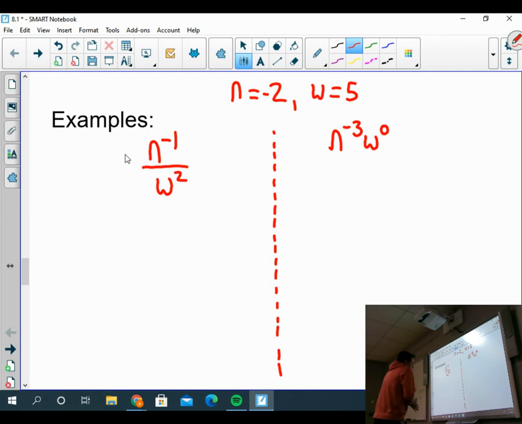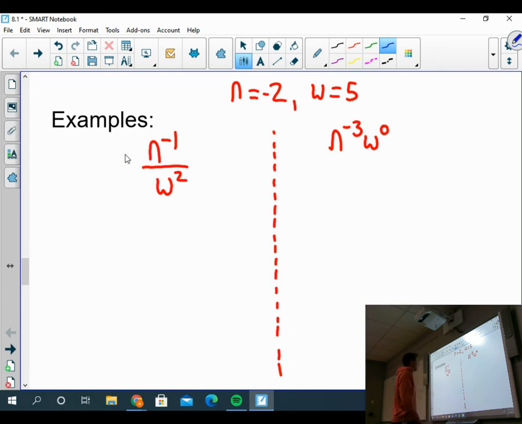So hopefully you've solved it. Now check your work with mine. Again, what I want to do here is evaluate these algebraic expressions given the values n equals -2 and w equals 5. But before I evaluate, I'm going to simplify each one.